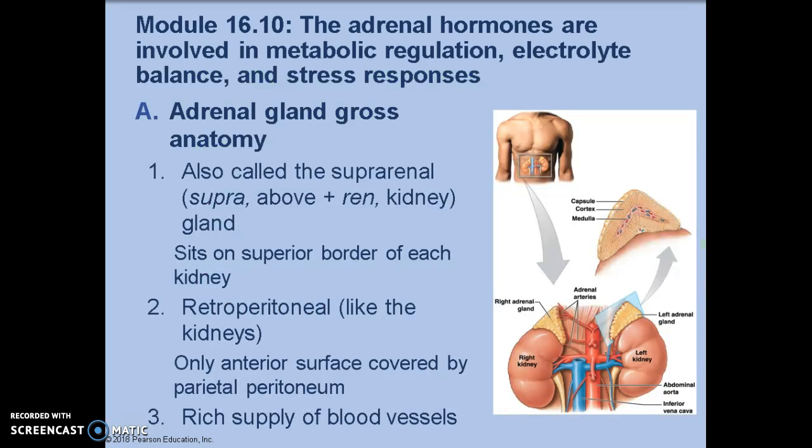The adrenal glands: the hormones are involved in metabolism, electrolyte balance, and our stress response, which they study quite a bit, and realize how important it is in humans. So the adrenal gland is above the kidneys. There are two of them. They are retroperitoneal like the kidneys. That is, they are not inside the peritoneum, but posterior to the peritoneum, which is the lining of the abdominal cavity. And they're very rich in blood supply.